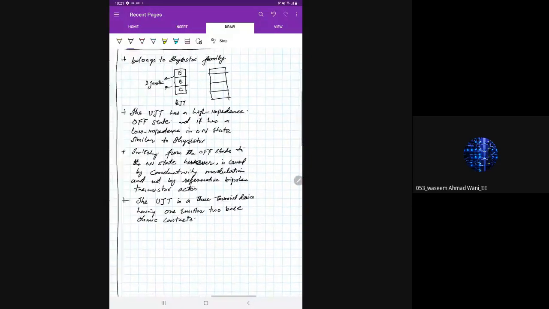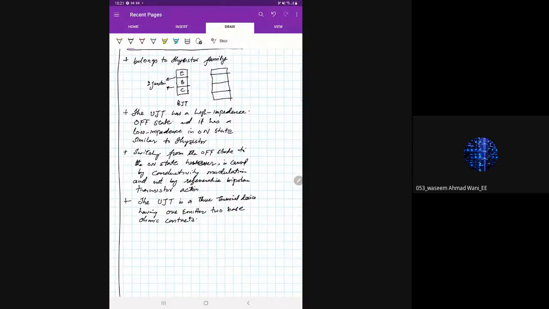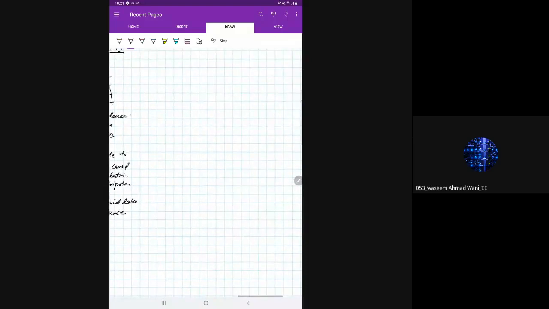Let me draw it here. This is a schematic diagram of UJT. Okay, so this is how the UJT looks. So we have something like this.